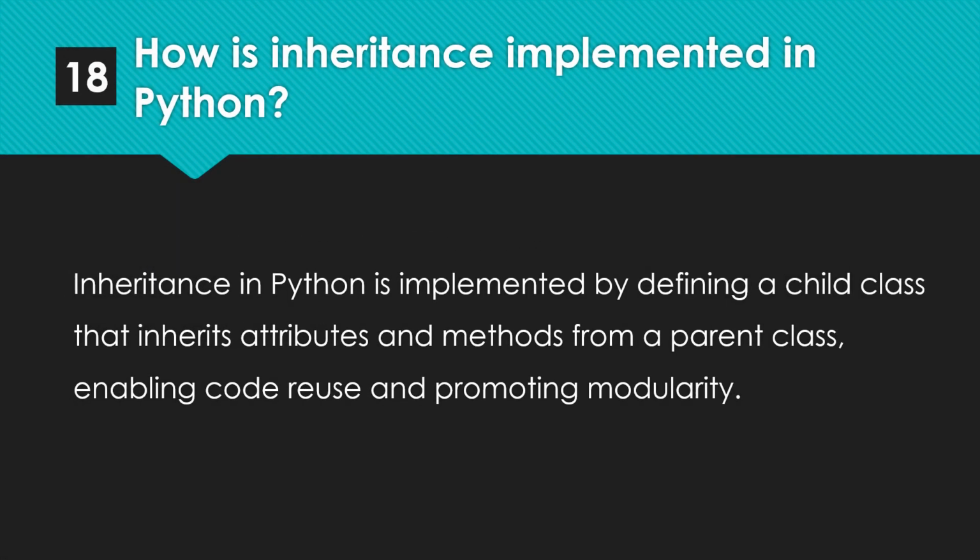How is inheritance implemented in Python? Inheritance in Python is implemented by defining a child class that inherits attributes and methods from a parent class, enabling code reuse and promoting modularity.